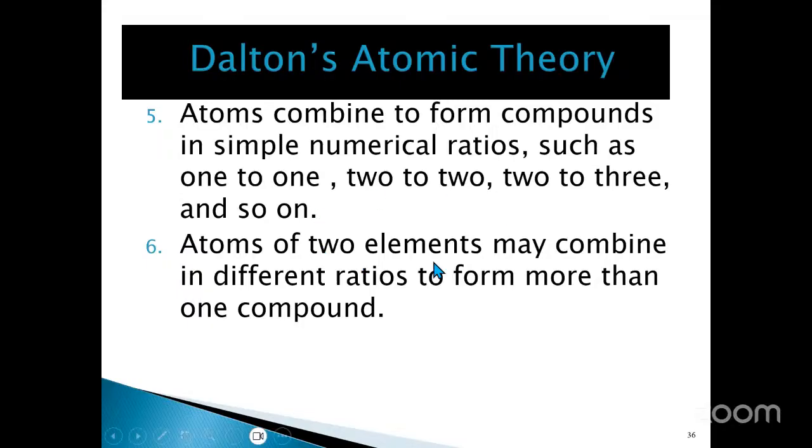And then atoms of 2 elements may combine in different ratios to form more than one compound. So a good example of this is that you can have hydrogen and oxygen combining to form 2 compounds, one of which would be H2O, which of course we all recognize to be water, and the other one is H2O2, which is hydrogen peroxide. So even though they're made up of the same elements, because the compositions are different, they're different compounds.